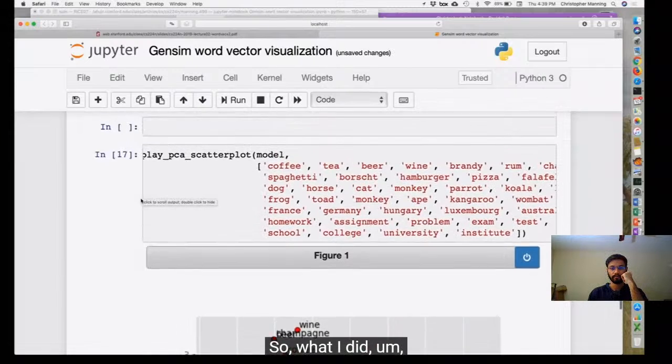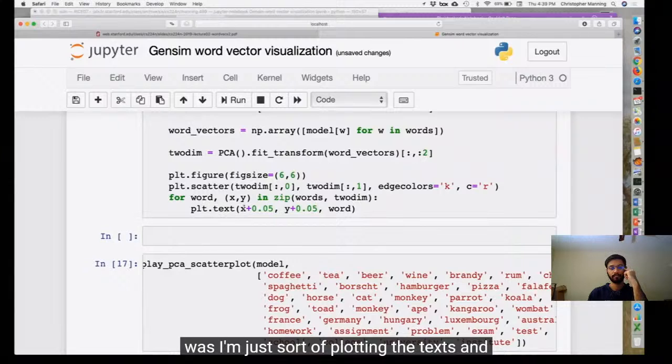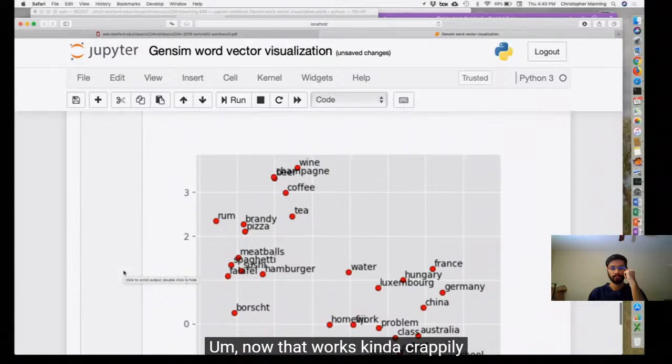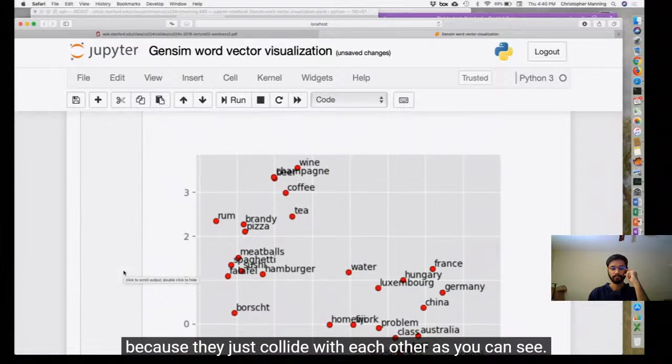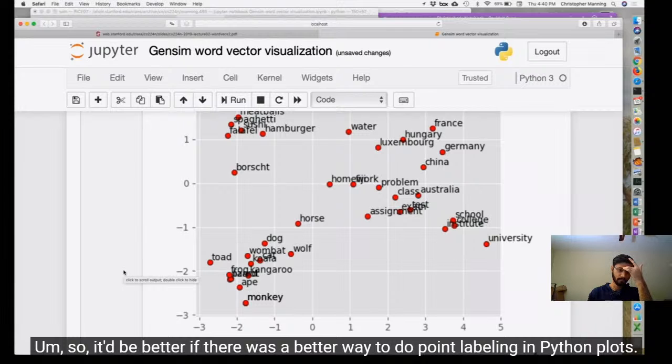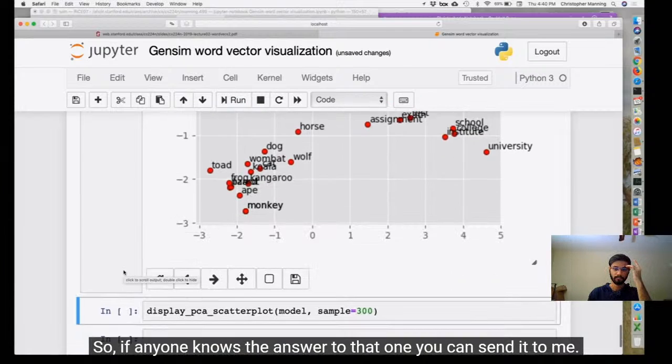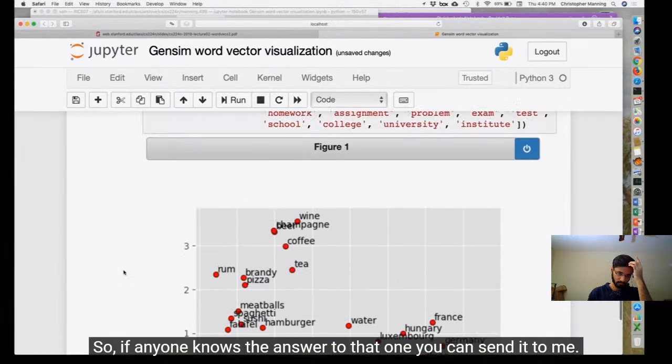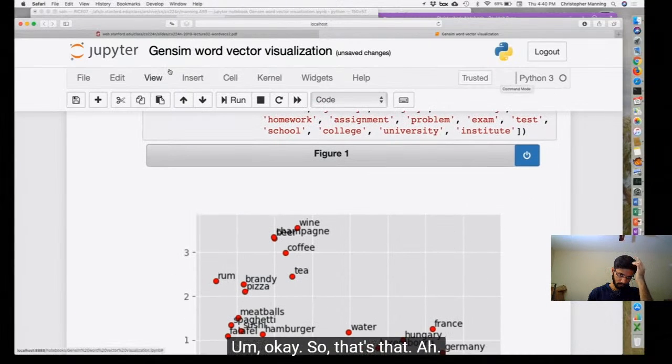So what I did was I'm just sort of plotting the text and I'm offsetting it a little bit from the points. Now that works kind of crappily because they just collide with each other, as you can see. So it'd be better if there was a better way to do point labeling in Python plots. So if anyone knows the answer to that one, you can send it to me. Okay, so that's that.